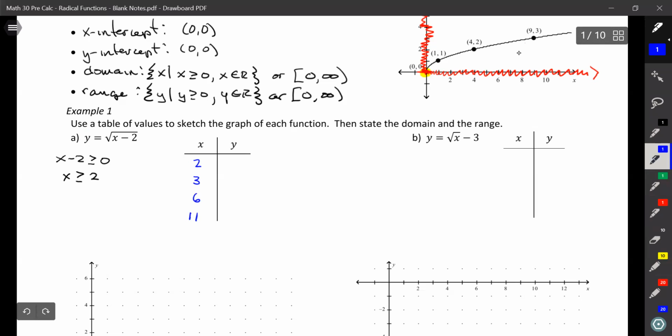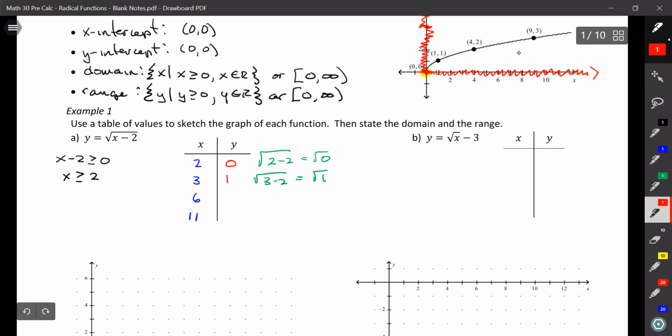Now I will do the work. I just replace the x. 2 minus 2 is 0. The square root of 0 is 0. 3 minus 2 is 1. The square root of 1 is 1. So what we had here was the square root of 2 minus 2 equals the square root of 0, and that's why the 0 is there. The next one was 3 minus 2, which is the square root of 1, which is 1.